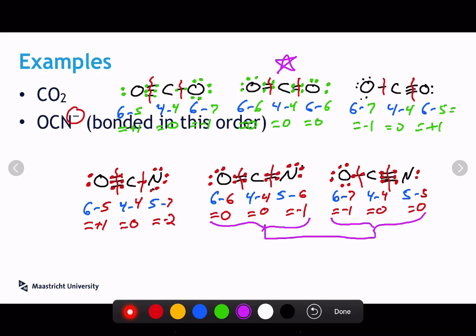The rule says that in order to see which of those is more preferred, you take the structure that has the negative formal charge on the more electronegative atom. In this case, oxygen is more electronegative than nitrogen, which means that this structure is the more preferred structure.